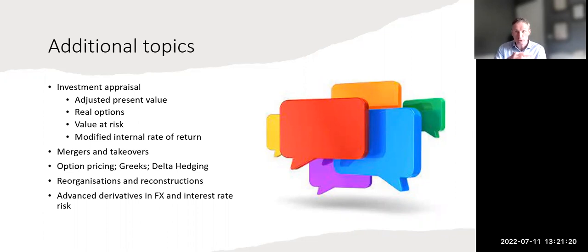The whole area of option pricing, including things such as the Greeks and delta hedging, those kinds of calculations are quite interesting. They involve a number of calculations where you have to understand what the answers mean, and then you need to be able to use the answers that you get in order to give advice. Reorganizations and reconstructions is quite important.